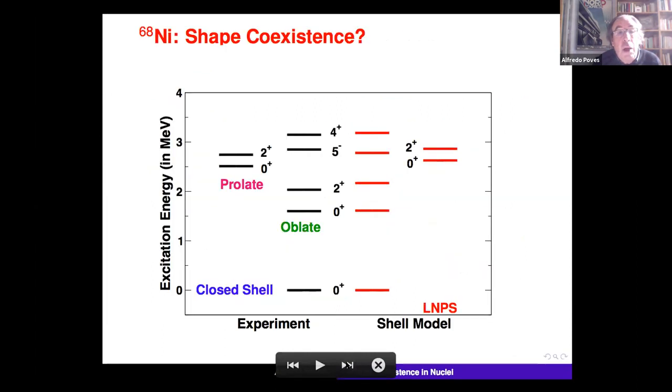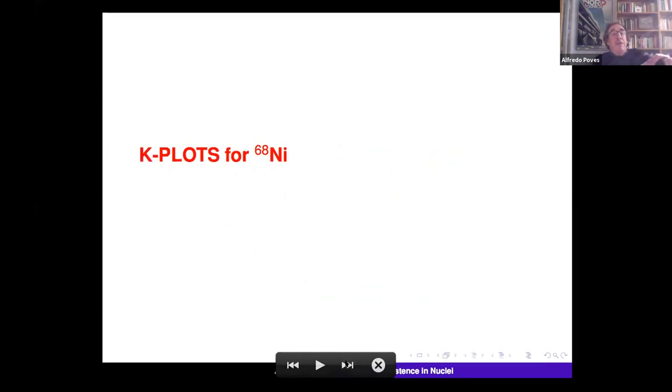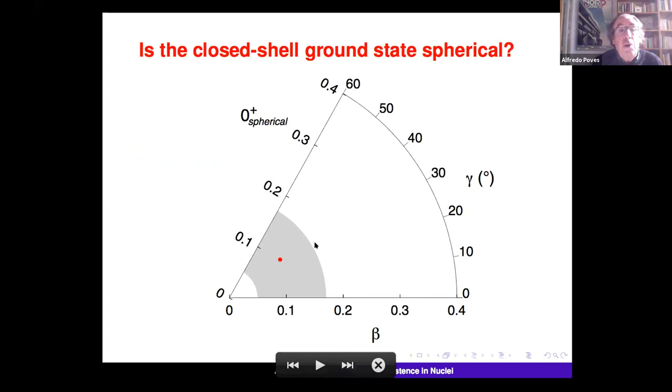Well, as I promised, I will come back to the shape coexistence in nickel 68. You realize that I haven't put here spherical for the ground state, but closed shells, to be consistent with myself. And then we'll see what the Kumar invariants tell us about the three 0 pluses. And here I will use what I have named K plots. K is for Kumar plots for nickel 68. And here you have the K plot for the ground state. The dot is the central value of beta and gamma, and this shaded area is the 1 sigma span.